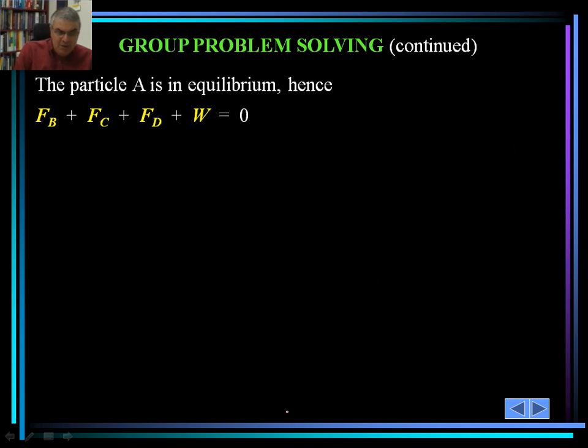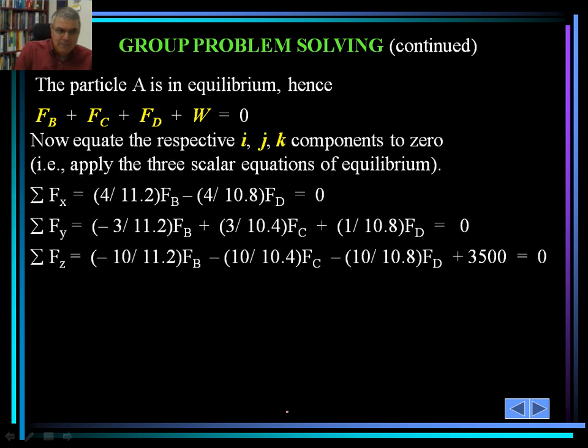So if the particle A is in equilibrium, then the summation of forces must be in equilibrium. That is static equilibrium. That is for every particle in the world that is in a static equilibrium. This law cannot be violated. If this law is being violated, the object or the particle is not in static equilibrium anymore, and it is going to be dynamic. So we equate the respective I, J, and K components to 0.